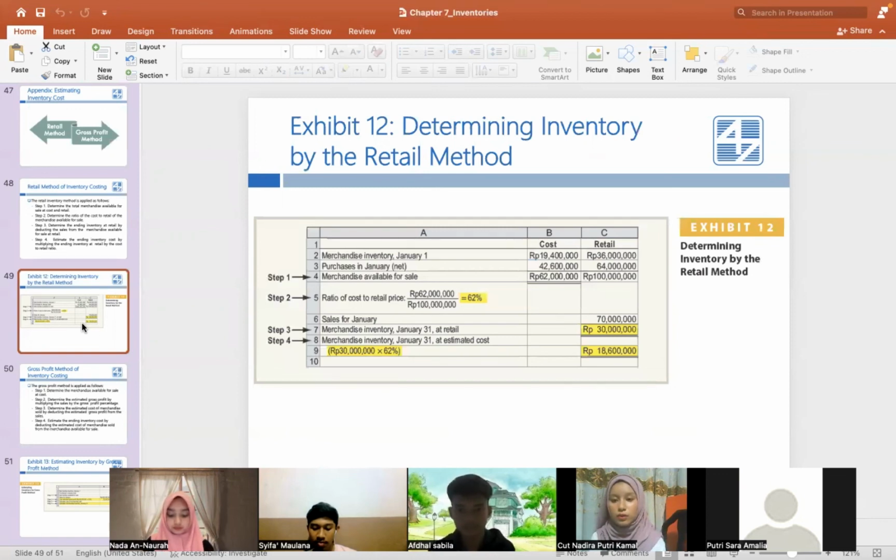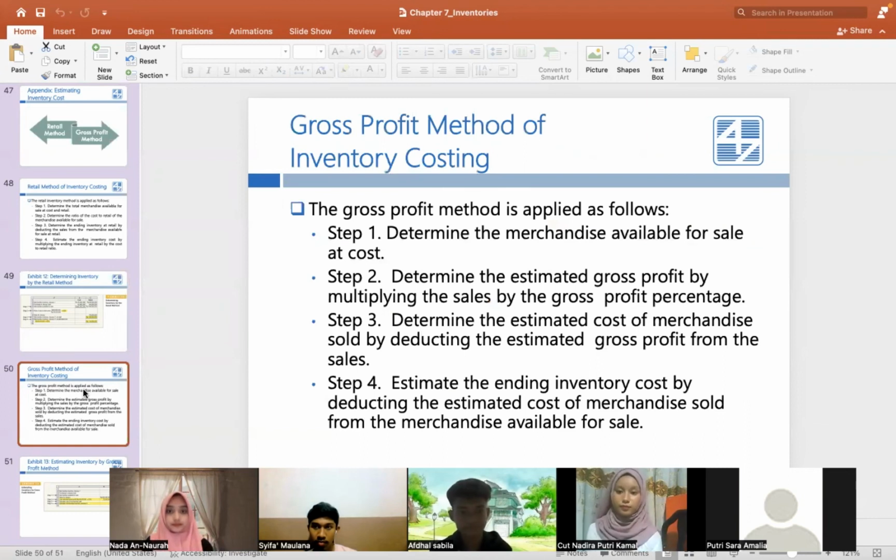This is an example of determining inventory by the retail method. Next. The last method to get inventory costing is the gross profit method. That means when we use this method, we want to see how much the cost of goods is, harga barang pokok. This step we use to see the raw materials. Next.